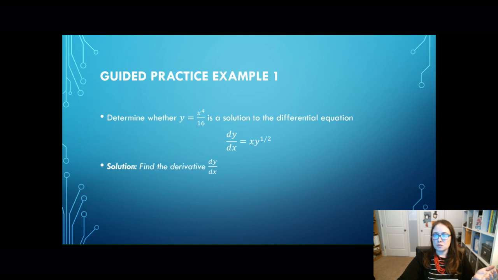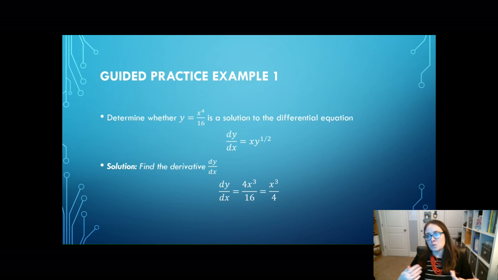So first thing I need to do is find that derivative dy/dx. So the derivative of x to the 4th over 16, well, I'm going to do power rule here. Remember, I'm deriving. I know we've been doing a ton of integration in this class. So derivative means I'm going to be bringing that 4 out front and then decreasing the exponent by 1. So I get 4x cubed over 16, which reduces to just x cubed over 4. So now I'm going to take that x cubed over 4, replace dy/dx in the equation with that. And then on the right side, I'll replace y with x to the 4th over 16, and then see what I get when they simplify.